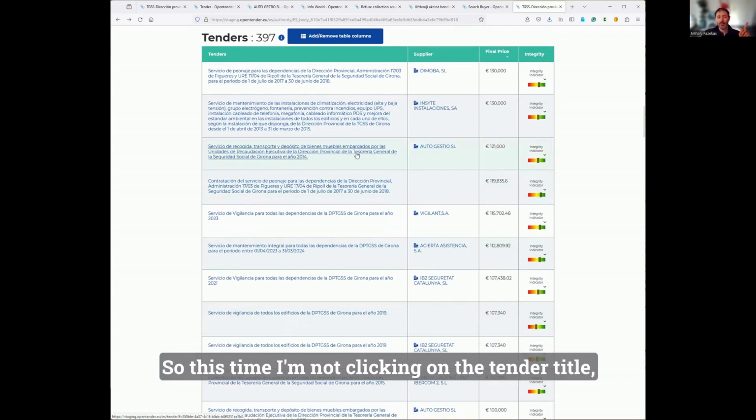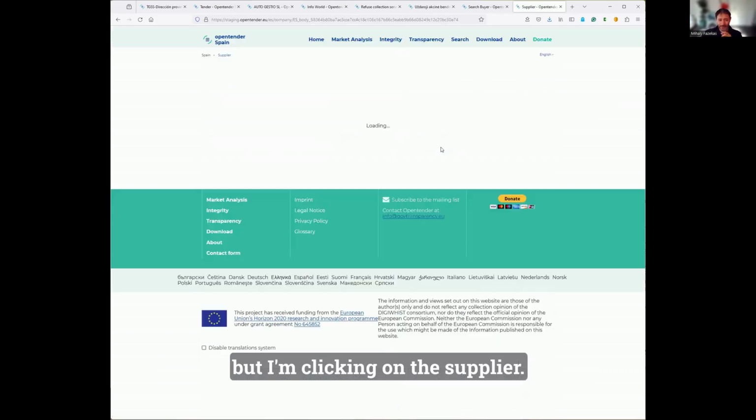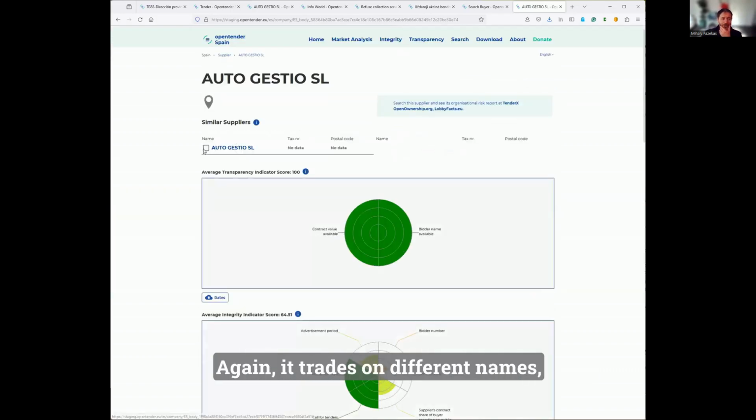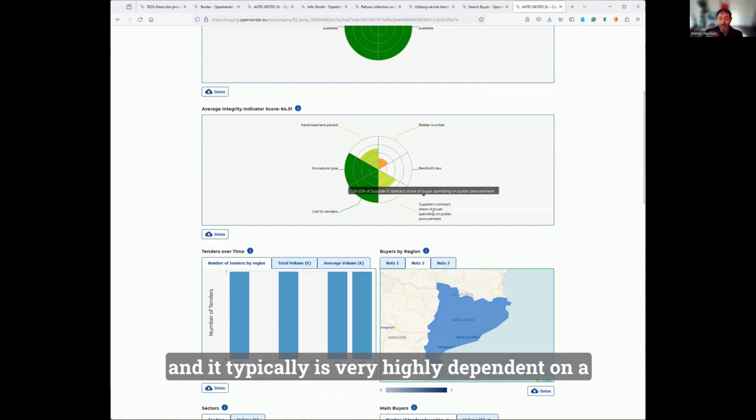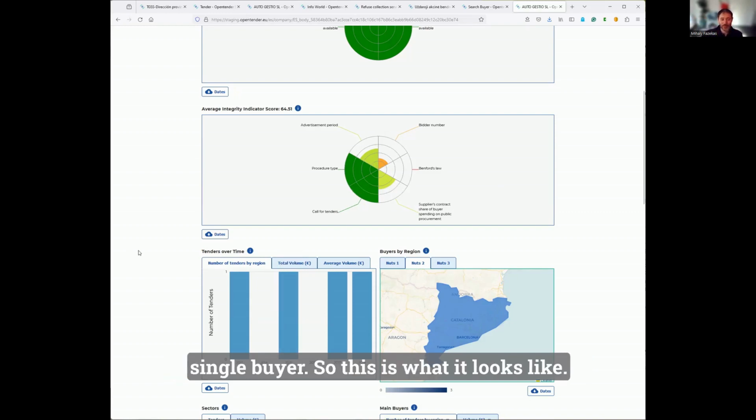So it looks like this supplier might be worthy of our attention. So this time I'm not clicking on the tender title, but I'm clicking on the supplier. Again, it trades on different names, so let me combine them. So what's happening with this bidder? They typically win single bidding. Okay, so 77% was single bidding, 33% was multiple bidding, and it typically is very highly dependent on a single buyer.